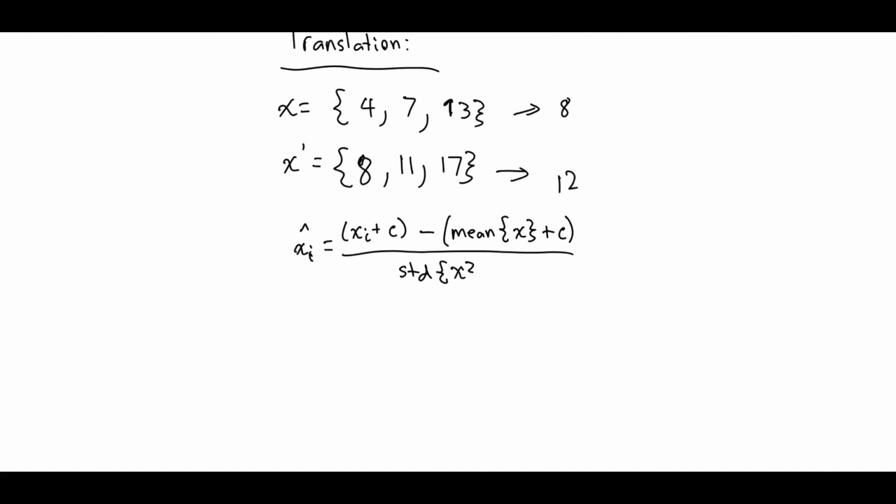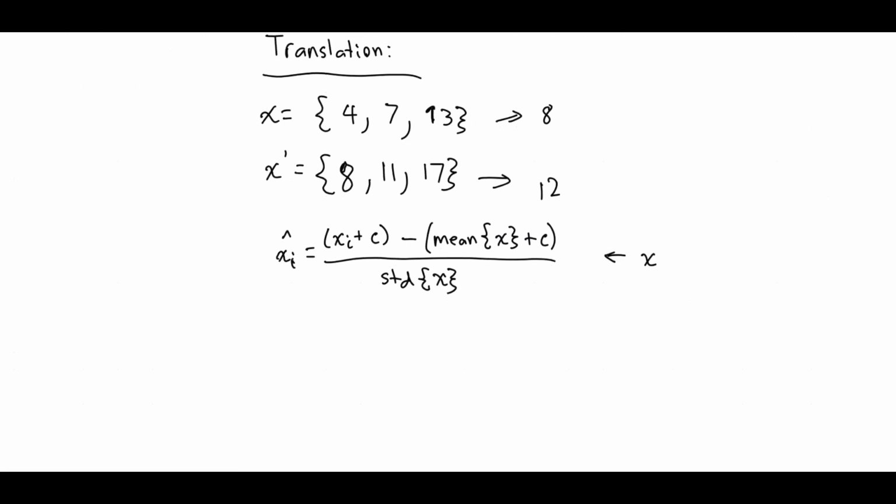So this is when we have a data set x plus c. So we're doing a translation of x and we're adding c to it. Perfect. So let's take a look at what happens.